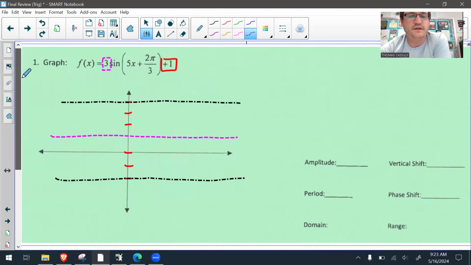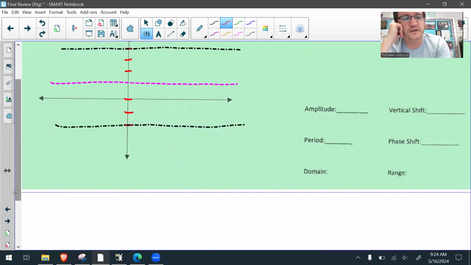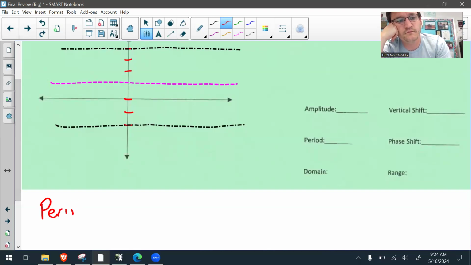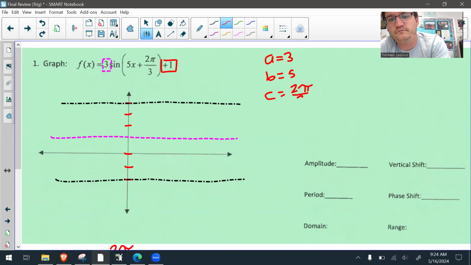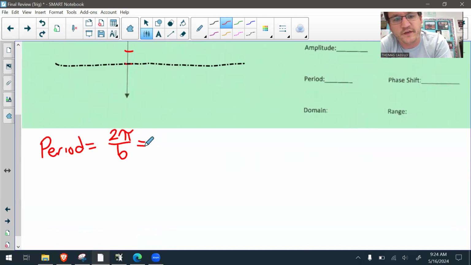Now we need to figure out all of the other stuff here. If we think about the sine function, it starts at 0 and goes to 2 pi. But we said that the b value determines the period of this thing. To figure out the period on any function, the period is equal to 2 pi divided by that b value. The b value here is 5. I'm just going to write all this down: a equals 3, b equals 5, c equals that fraction, 2 pi over 3, and d equals 1. So the period, the length of one cycle of this thing, is 2 pi over 5.